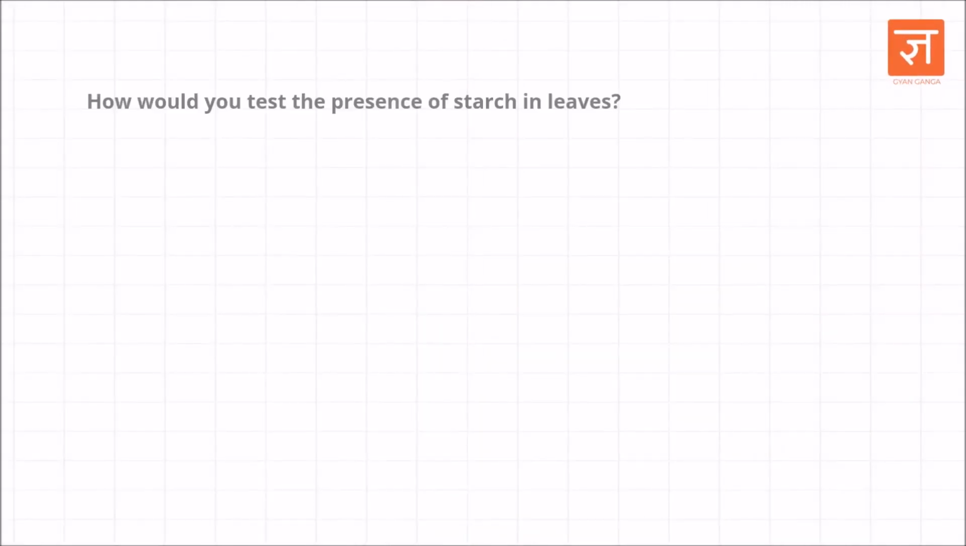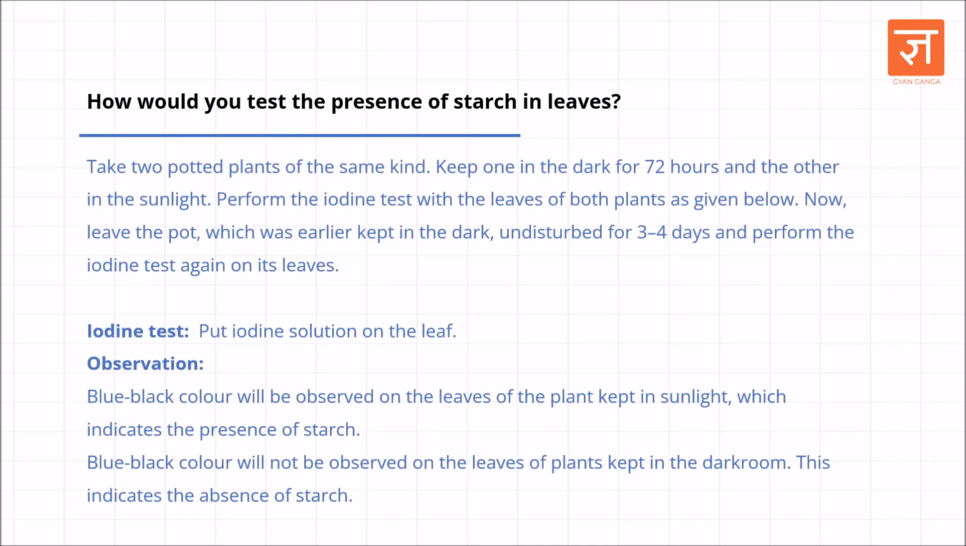How would you test the presence of starch in leaves? Take two potted plants of the same kind, keep one in the dark for 72 hours and the other in the sunlight. Perform the iodine test on the leaves of both the plants. Now leave the plant which was kept in the dark undisturbed for 3 to 4 days in sunlight. Perform the iodine test again on the leaf and you will see the presence of starch in the leaves.